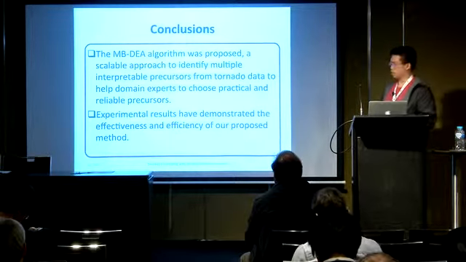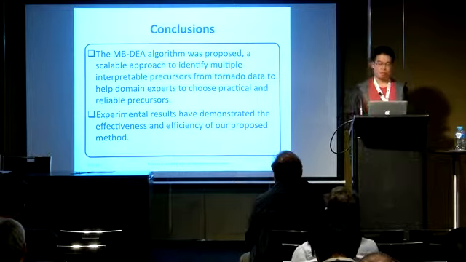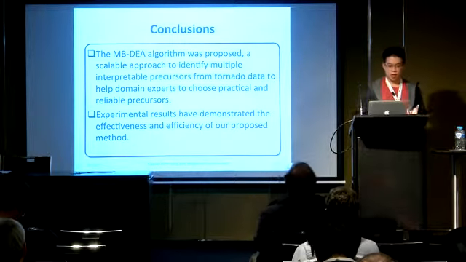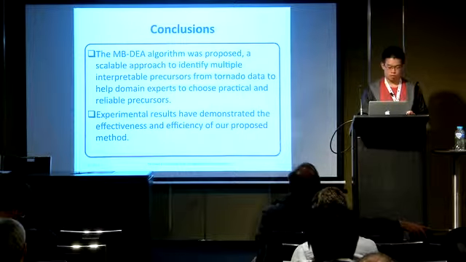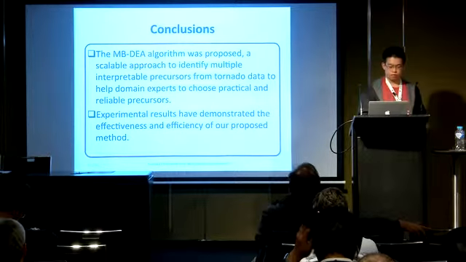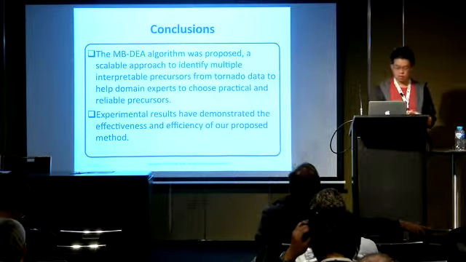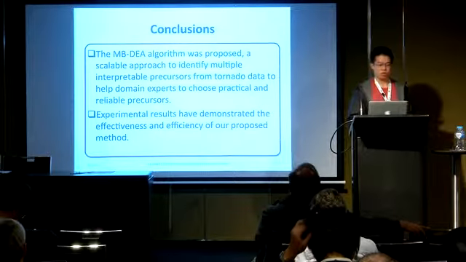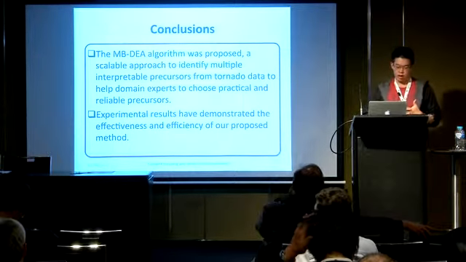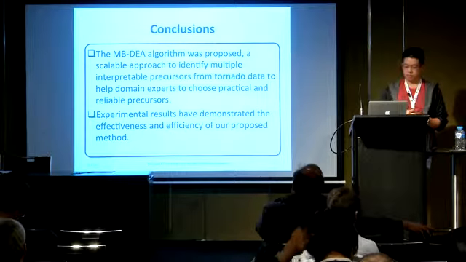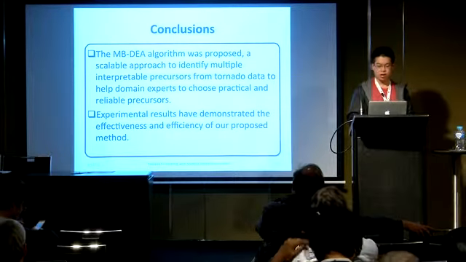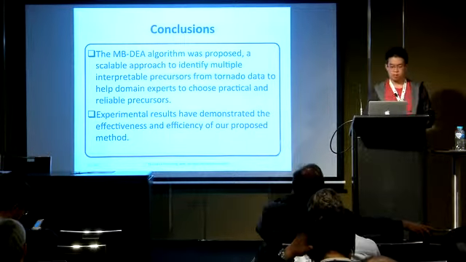There are several conclusions we have from this. The MB-DEA algorithm was proposed. It's a scalable approach to find multiple interpretable precursors to tornadoes. And the main point is that if predictive features are found beforehand, then a domain expert can predict tornadoes and prevent them.